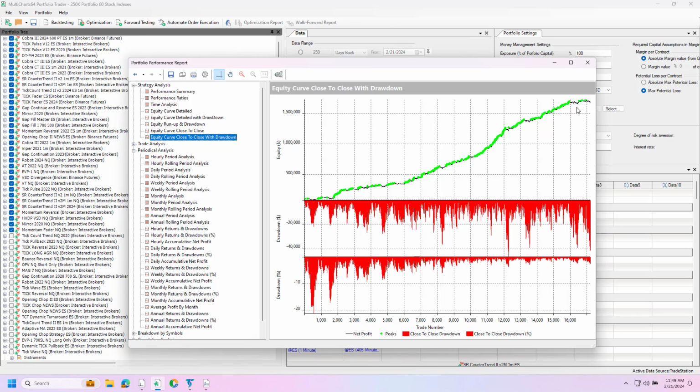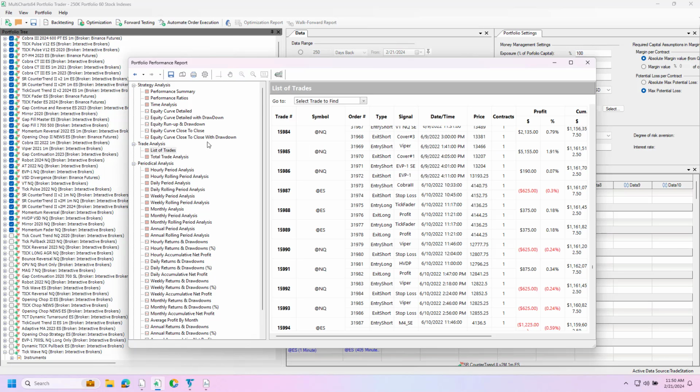This time period, it's made equity peaks in here, but not by much. It's kind of sideways since trade 15,984. I wish it had the date on here. So 15,984, we can find it in the trade list. So going to the trade list and the portfolio calculator, 15,984 is around June of 2022.